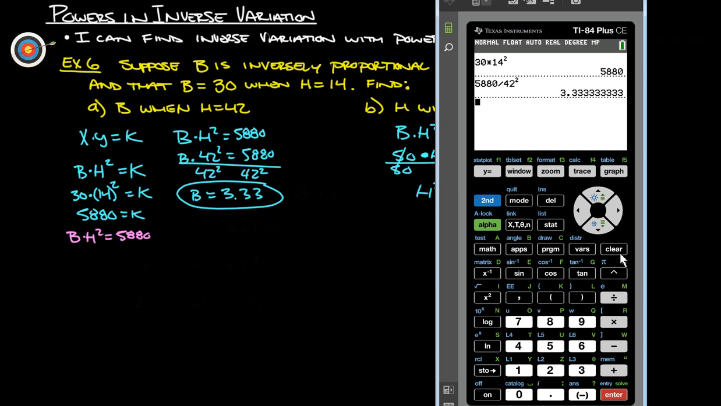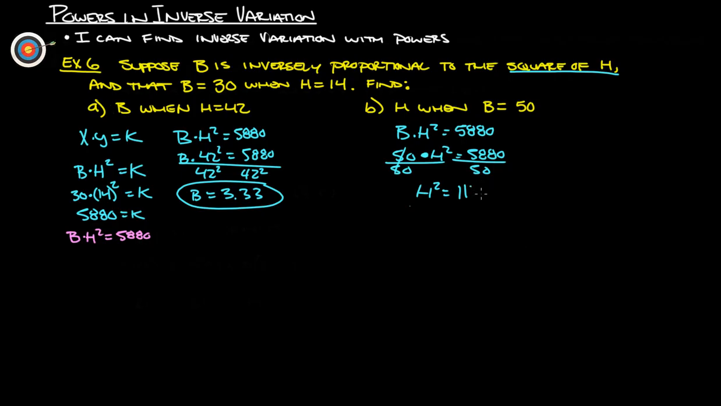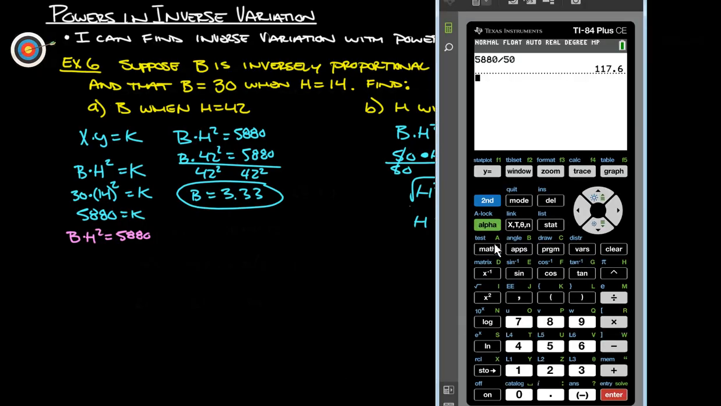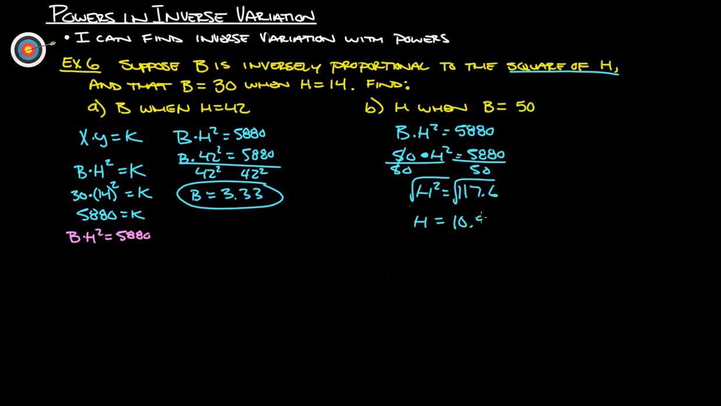So we've got 5880 divided by 50 gives us 117.6. So now we want to square root both sides to figure out what h equals. So we will square root that answer, and we get 10.84 to the nearest hundredth. Okay?